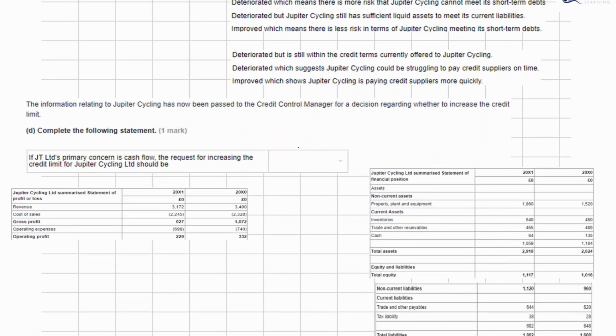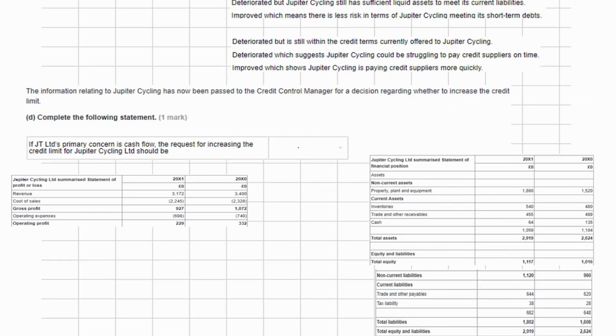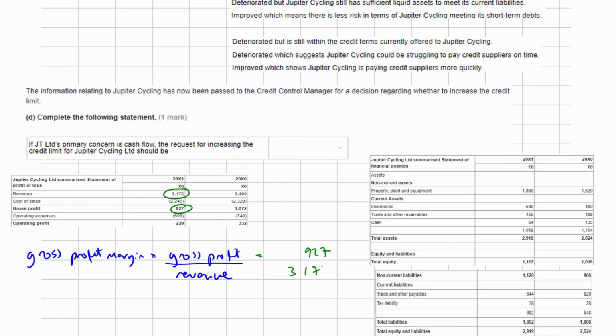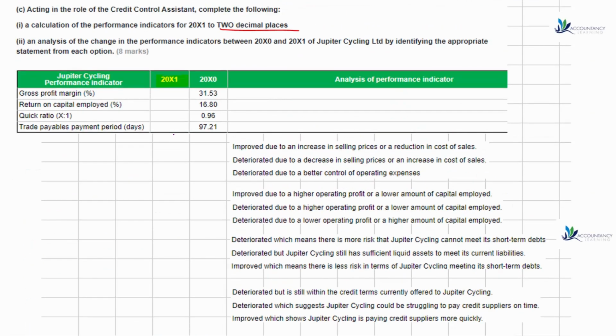So we've just squeezed the financial statements onto the screen here, but this would be available as a separate window in the exam software. So we need to start off with the gross profit margin. So gross profit margin is gross profit divided by revenue. So we've got our gross profit of 927. And then we divide by our revenue of 3,172, and that gives us a profit margin of 29.22%. Remember, we need to express our answer to 2 decimal places.